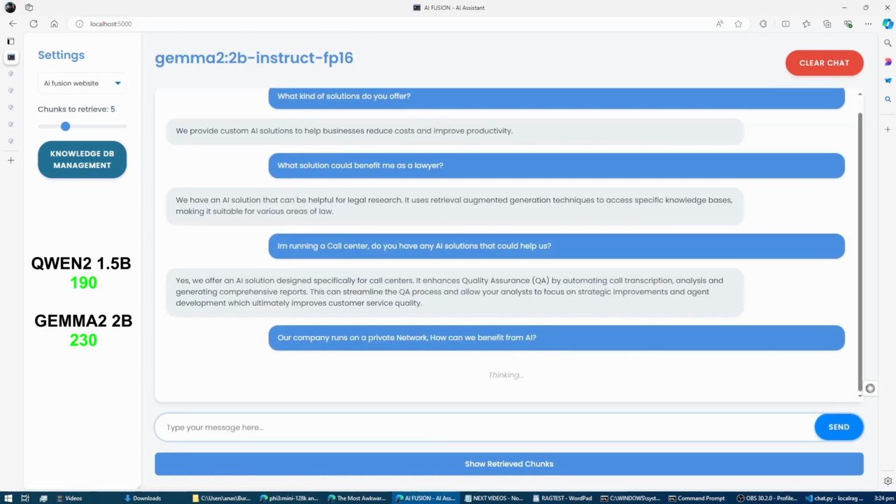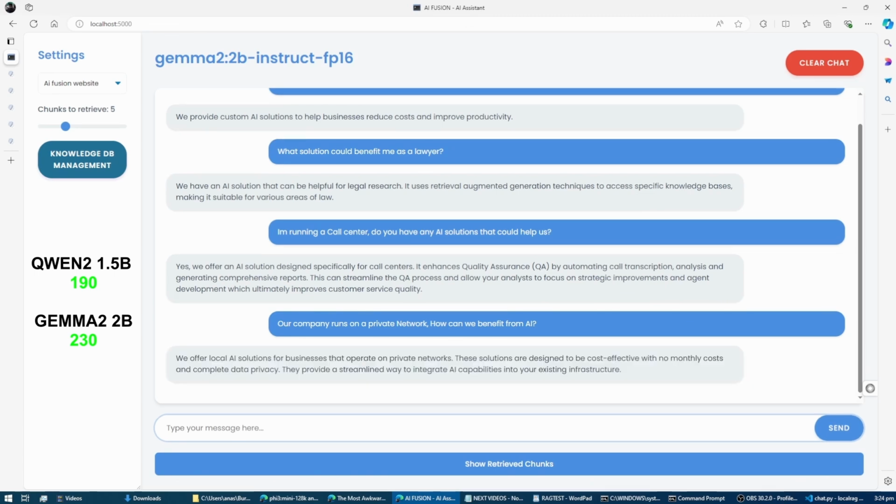Let's see how Gemma 2 handles this one. Gemma 2 does much better, providing the right answer about our local AI solutions. So, full points for Gemma 2 again.